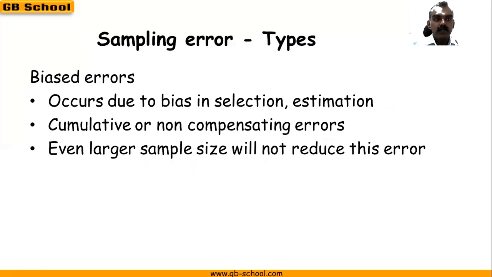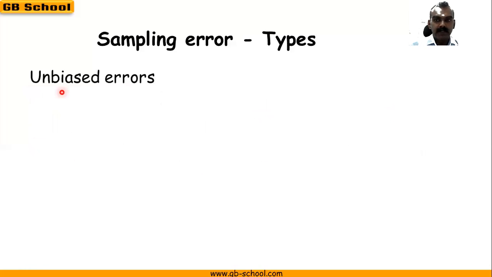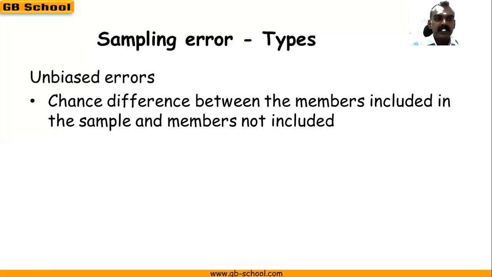Next, we'll move on to the next type of error, that is unbiased errors. Here the word itself says unbiased. This error occurs because of the chance difference between the members who are included in the sample and the members who are not included. It is not because of the selection process. It is the chance factor, because we cannot take everybody as a sample. Somebody should be taken, somebody should be left out. So that difference will also be there.